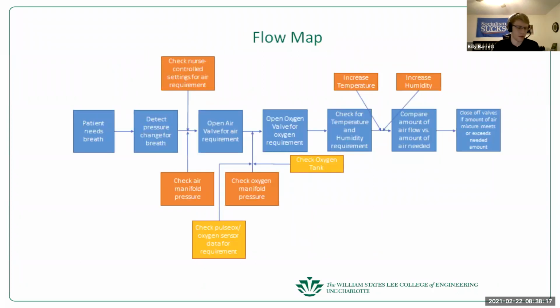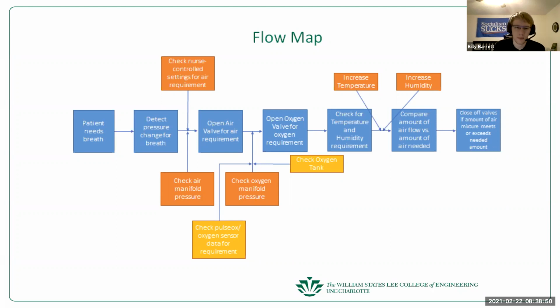This is the flow of activity for our system. It begins with the patient needing a breath, and then we detect a pressure change for the breath. So that's how we know that they want a breath, using a pressure change. The system then checks the nurse-controlled settings for air requirement and checks the air manifold pressure, as well as also checking the oxygen manifold pressure after opening the air valve for air requirement.